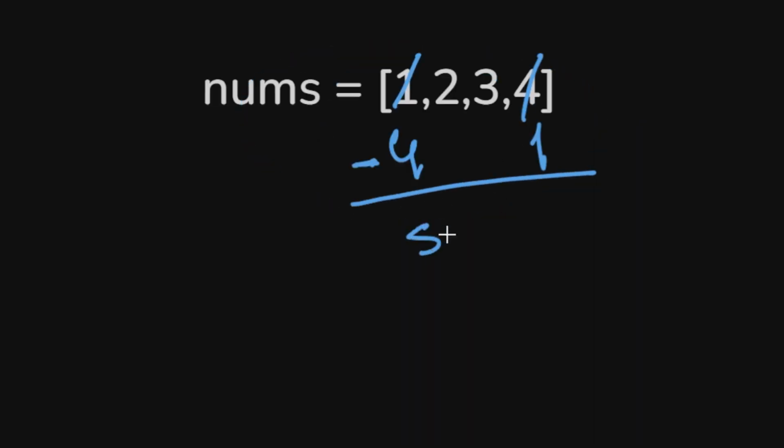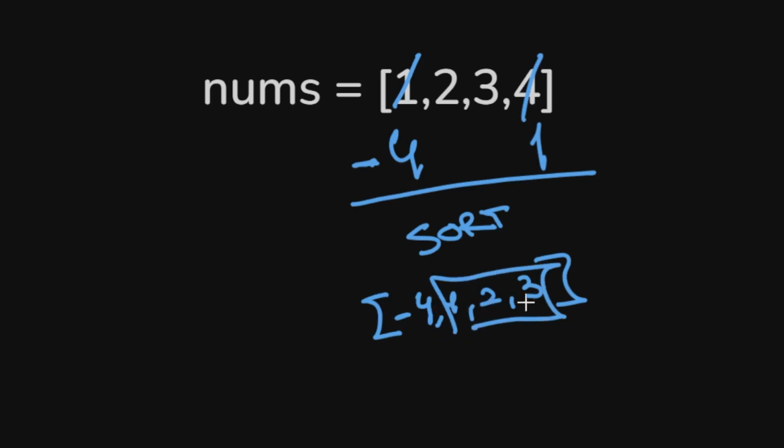First we have to sort the array. After sorting we get an array with -4, 1, 2, and 3. Now how do we get the result? Here we don't care about this negative number. We can pick these three largest elements and the product would be the result. But what if this is a -1 instead? Now this would be a -1.